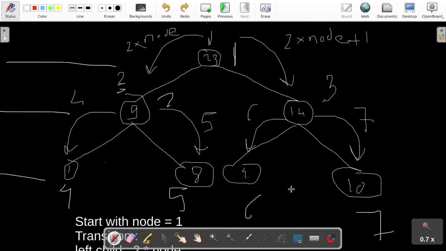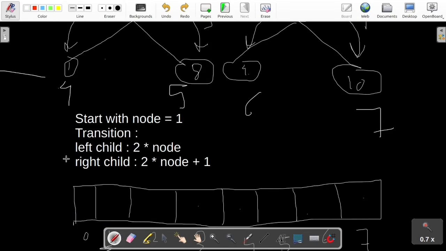Now once you number the nodes, how will we put these values inside an array in code? It's pretty simple. Now focus on these two formulas. For the left child, we will start with node 1. While doing the transition, if your value is equal to node, for the left child you will multiply it by 2, and for the right child, on multiplying it by 2 you will just add 1 to it.